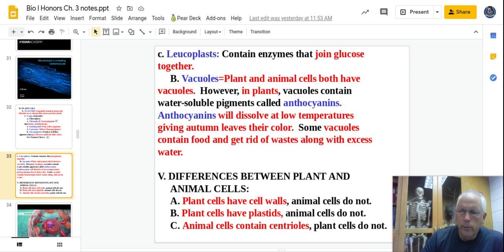Anthocyanins will dissolve only at low temperatures. So as the day gets shorter and the temperatures drop, like last night it got down to 30, then these will dissolve and they'll turn into beautiful, bright, vibrant colors like red, and you see that out there in fall leaves as well, okay? Some vacuoles also get rid of waste and contain food, but they do have some other functions. So that's why it gives these plants their other shades.